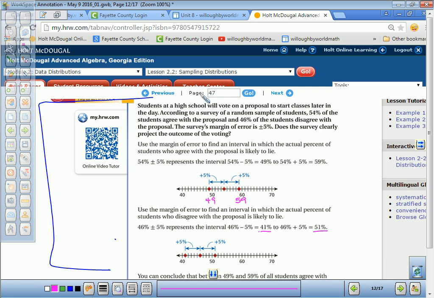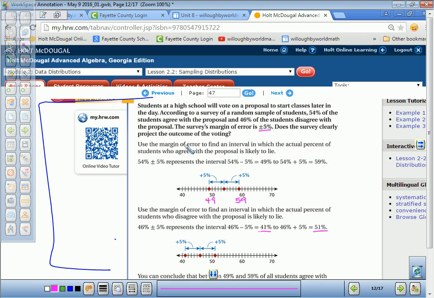Now, the next example is on page 47. Students at a high school will vote on a proposal to start classes later in the day. I know many of you would like that. According to the survey of a random sample of students, so that's good, sampling method, 54% of the students agree with the proposal and 46% of the students disagree with the proposal. So that looks like it's 100% of the students were represented as either agreeing or disagreeing, so we don't have any in the neither. The survey's margin of error, though, is 5%.